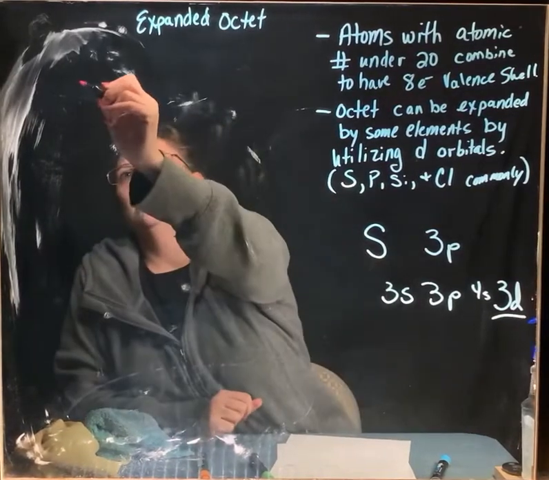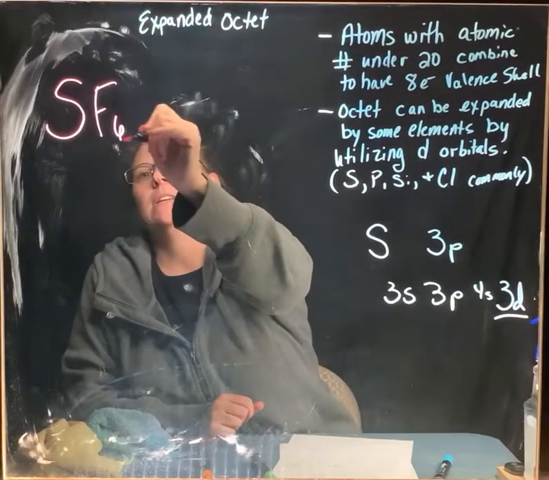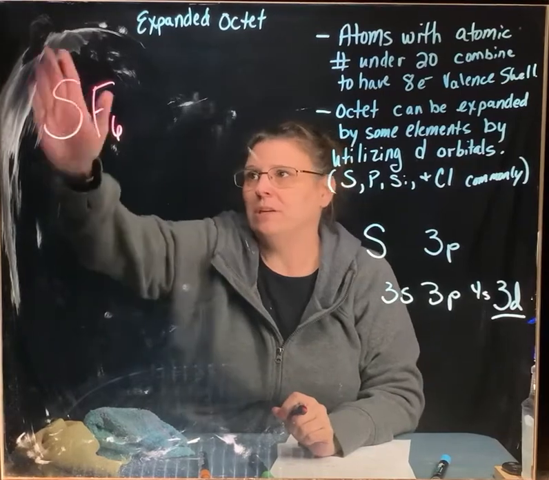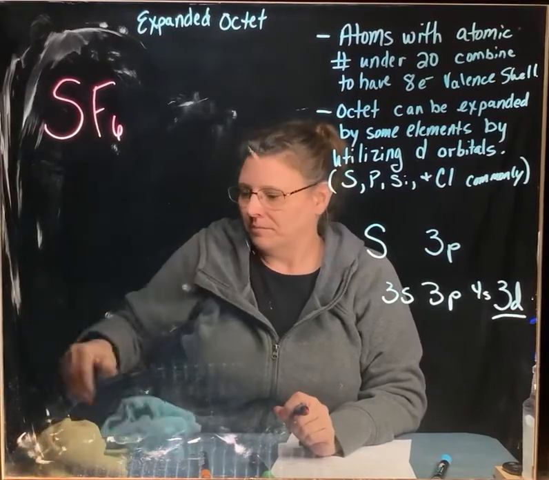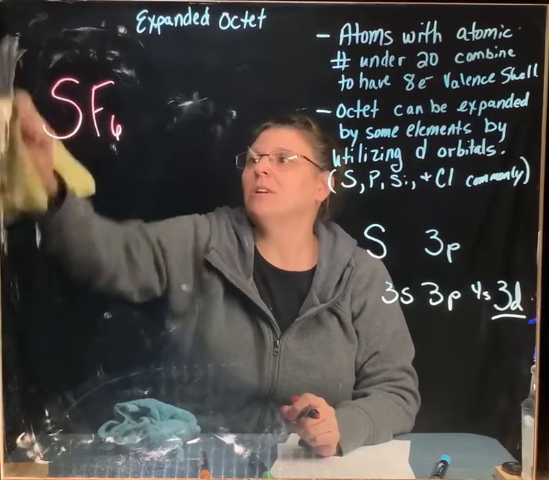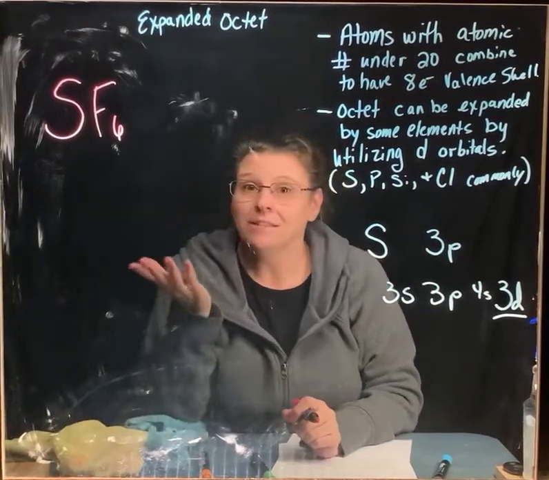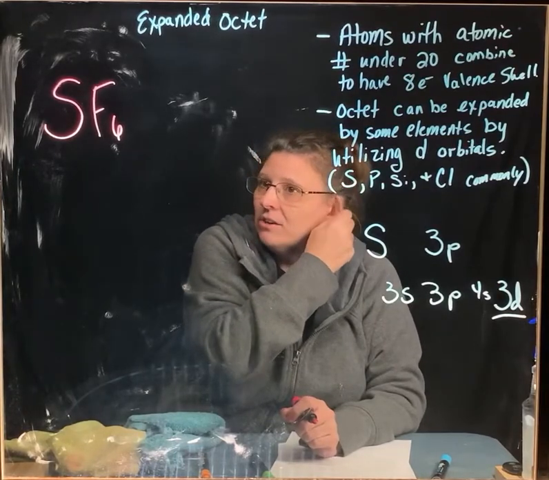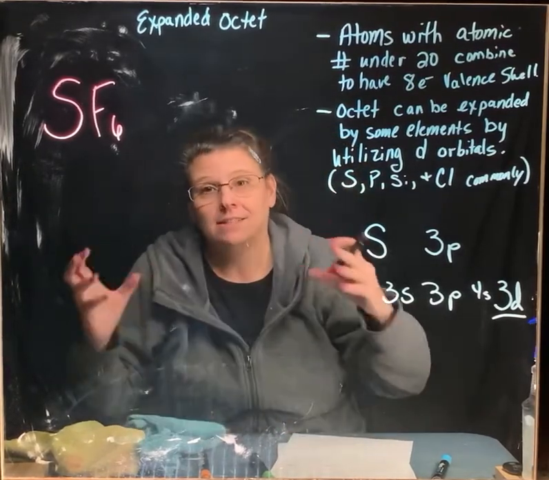We have SF6. Sulfur is our central atom. You're going, but Miss Lassiter, it's got 6 things attached to it. Well, yeah, we're going to expand the octet. Can it? Well, sulfur is one of the common ones that does this, and it is in the 3rd energy level, so yes, it can access its d orbitals.